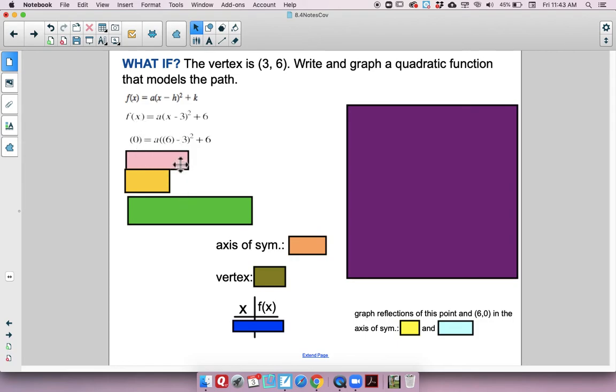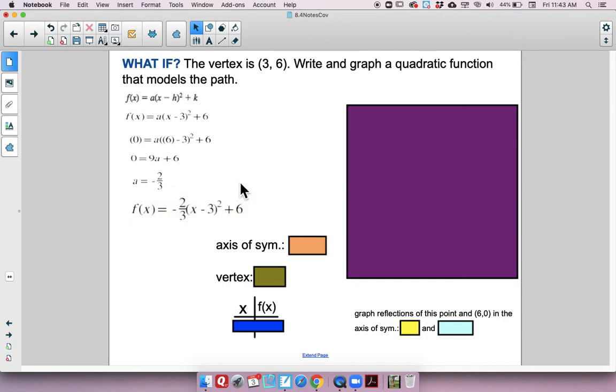Simplify to get what a is. In this case, 6 minus 3 is 3. 3 squared is 9. We have 0 is equal to 9a plus 6. Subtract 6, divide by 9, and a equals negative 6/9, which reduces to negative 2/3. So we could write the equation as f(x) equals negative 2/3 (x minus 3) squared plus 6. Okay, so now let's graph it.